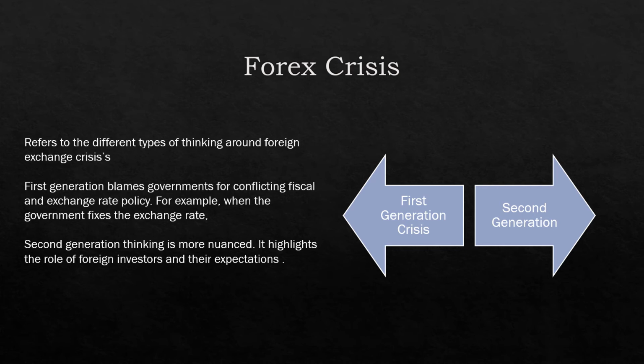So when there's a forex crisis, it says the government is the only one at fault. It's the policymakers' fault that a forex crisis has occurred. But the second generation thinking is more nuanced, and I think it gives us more scope, because it highlights the role of foreign investors and their expectations in terms of whether a forex crisis occurs or not.